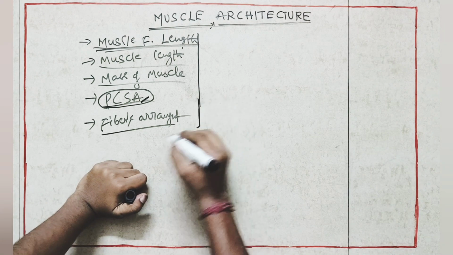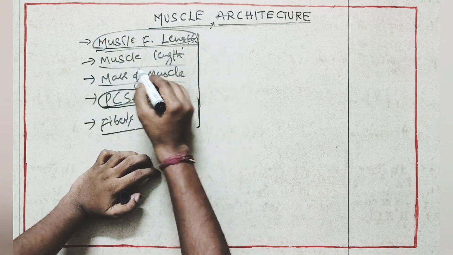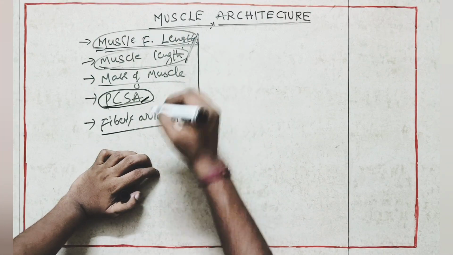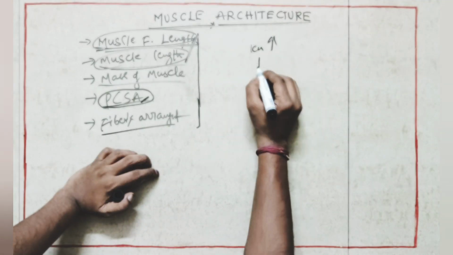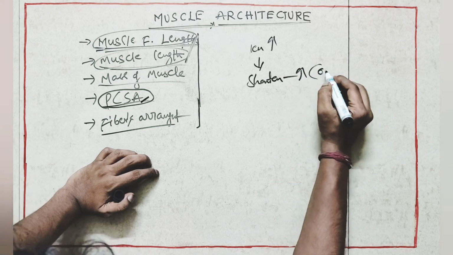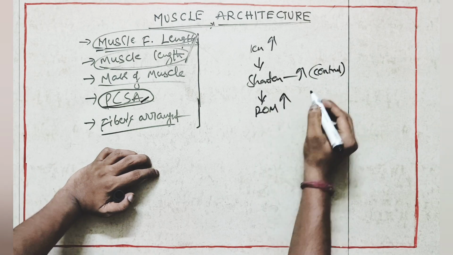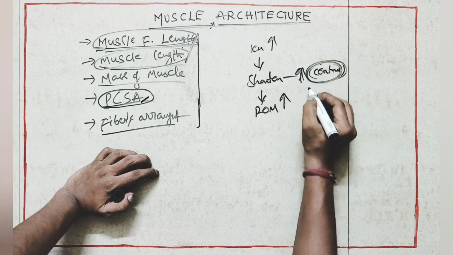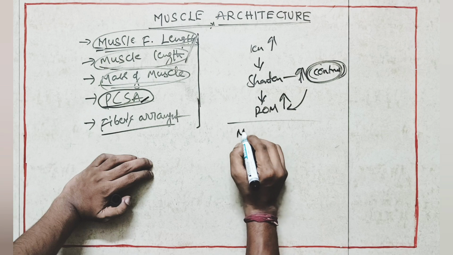Now we are coming to the conclusion. Muscle fiber length and muscle length are nothing but the same. If the length is more, then it can shorten more. If it can shorten more, it can contract more. So the ROM will be more, because it is contracting more, so the range of motion will be more. Okay, clear.